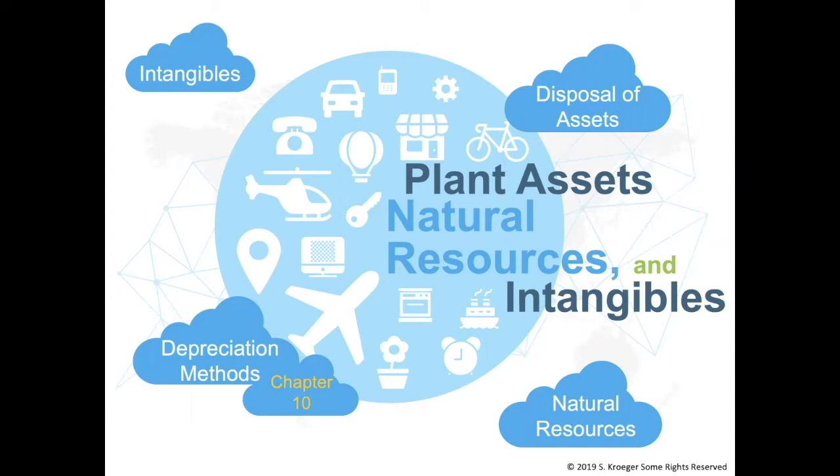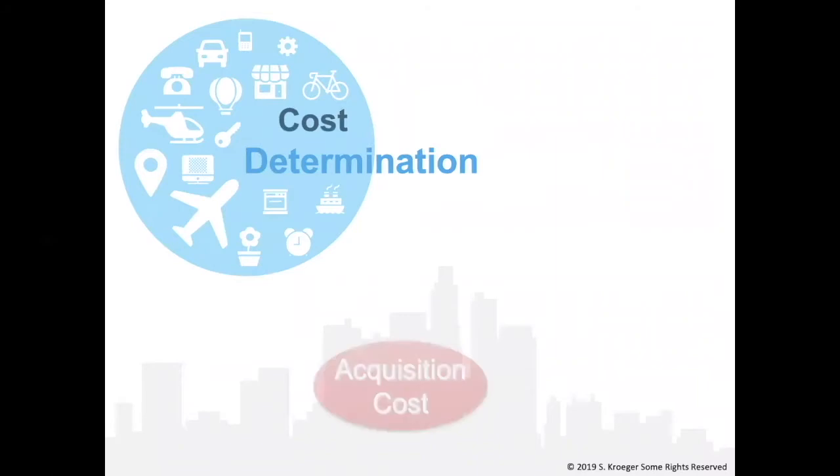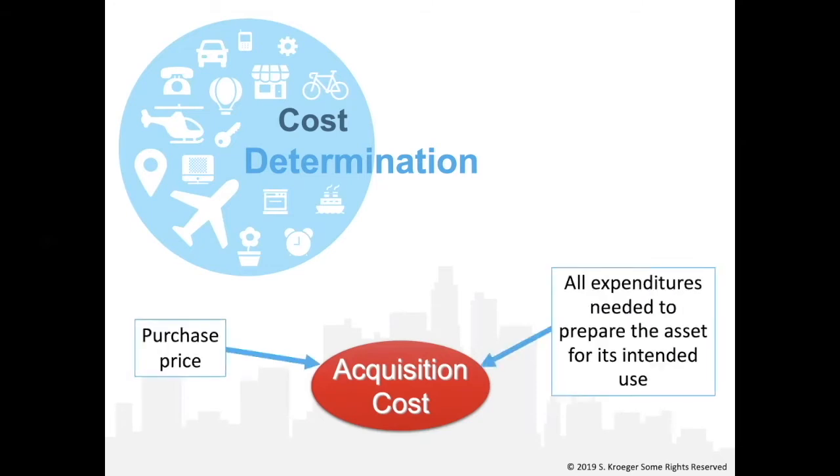We're going to begin by covering depreciation first. One of the first things we need to do is determine the cost of the asset. The asset's cost would be the purchase price plus all expenses needed to prepare the asset for use.